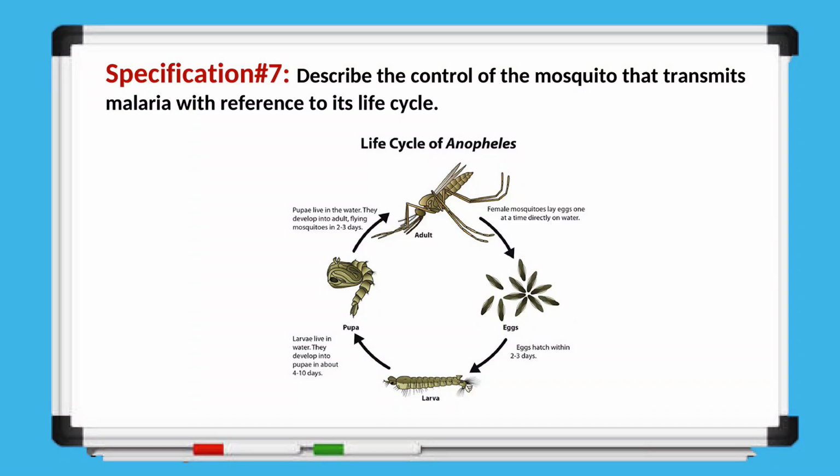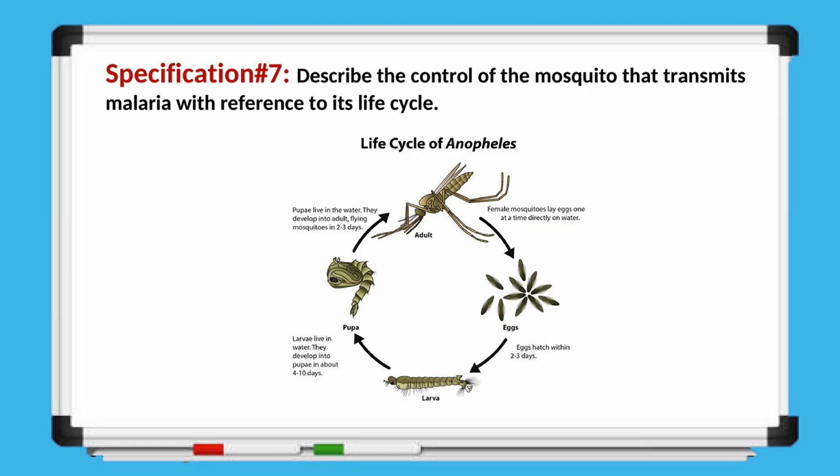Next we move on to specification number 7, which asks us to describe the control of the mosquito that transmits malaria with reference to its life cycle. So, if we look at the life cycle of the Anopheles mosquito, we can see the different stages it passes through. The female mosquito lays her eggs one at a time directly on water.